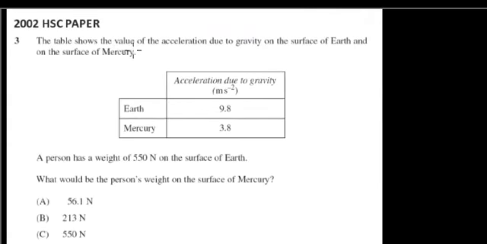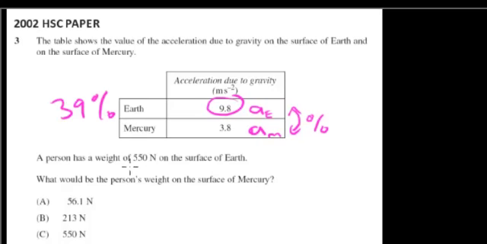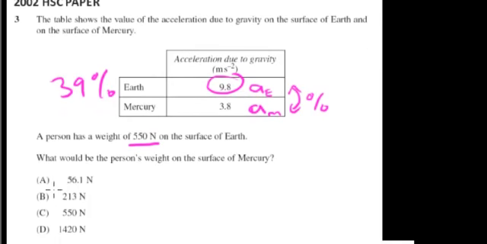2002 HSC paper. The table shows the value of acceleration due to gravity on the surface of Earth and on the surface of Mercury. So Earth's acceleration is 9.8, Mercury's acceleration due to gravity is 3.8. So if we quickly find the percentage between these two, we're going to get 3.8 divided by 9.8 times 100, so that's around 38.8%, 39%. A person has a weight of 550 newtons on Earth. 39% of that would give us the weight on Mercury, which is 213 newtons.